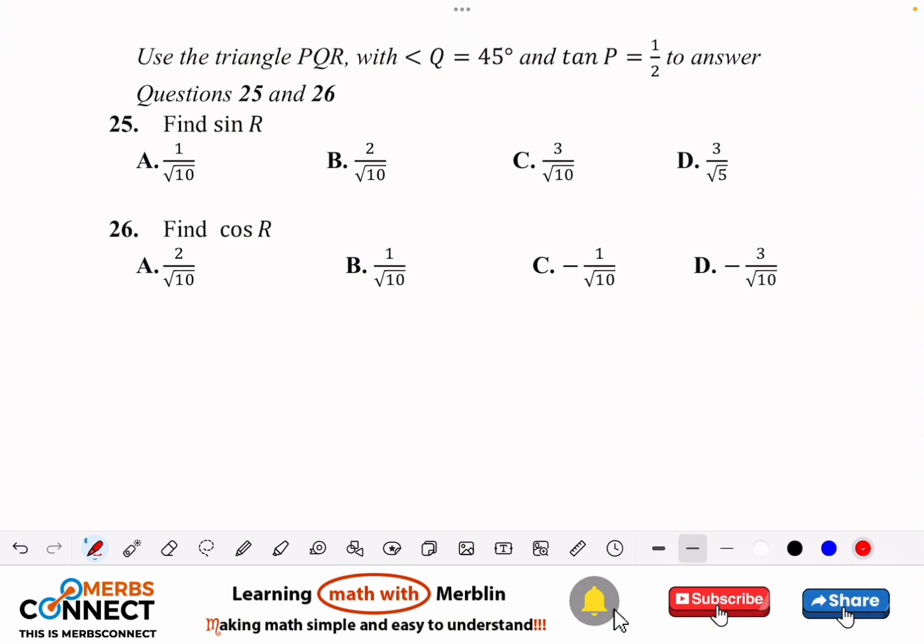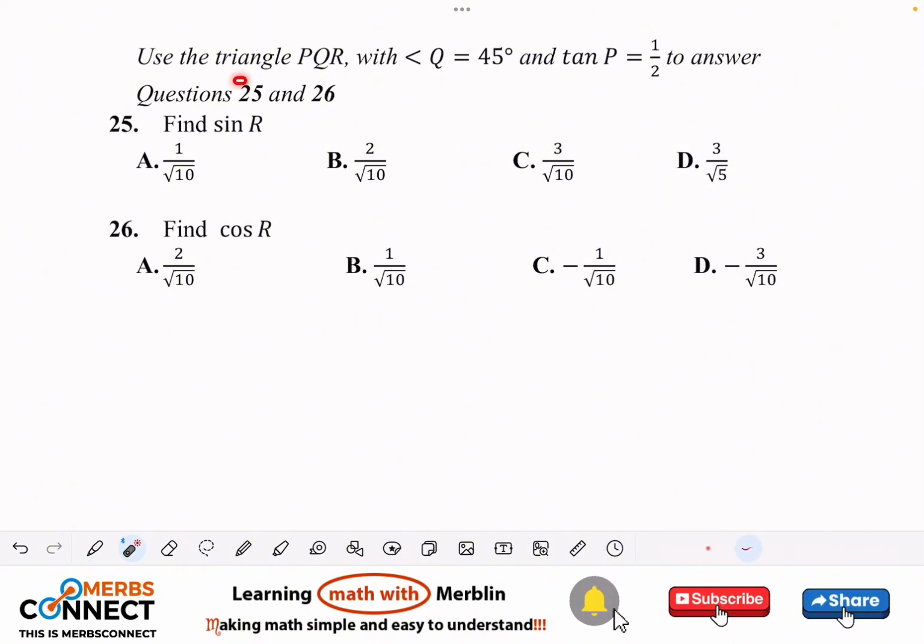Let's look at 25. I'll show you the shortcut for you to do it.